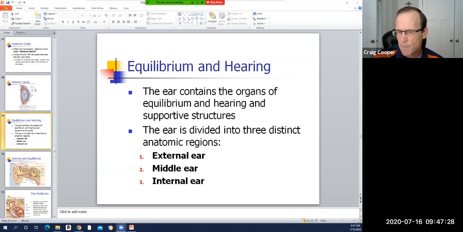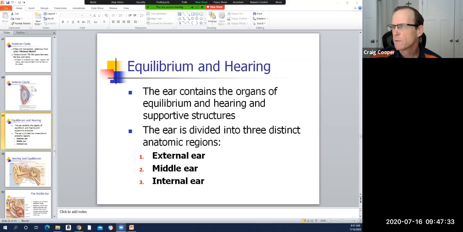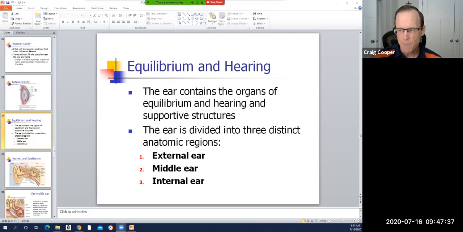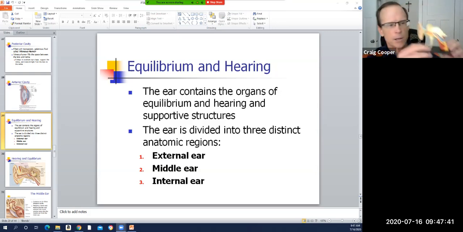So let's talk about the ear. I think I'm still recording. Yeah, still recording. Okay. So we've got our external ear, we've got our middle ear, and then we've got our internal ear. And I've got a little model here.